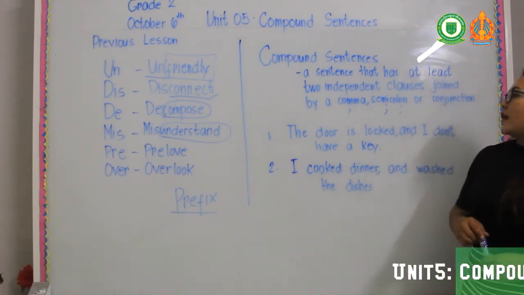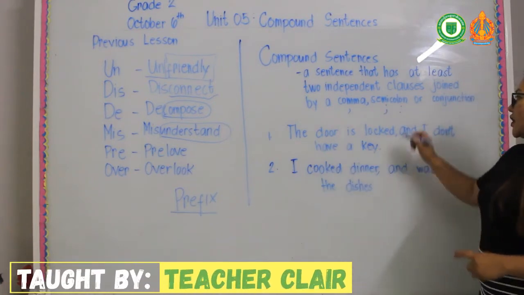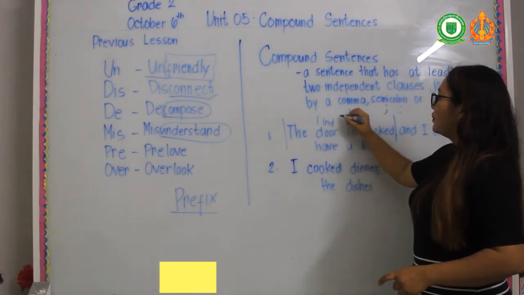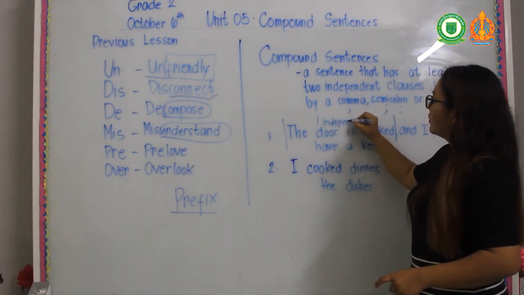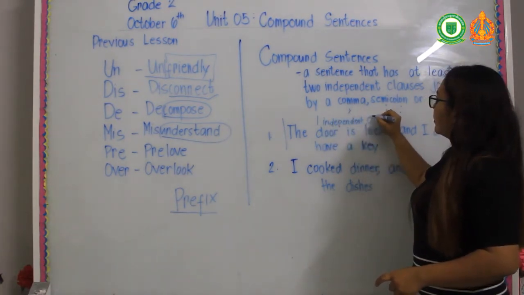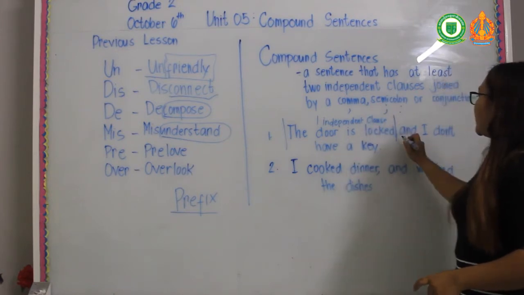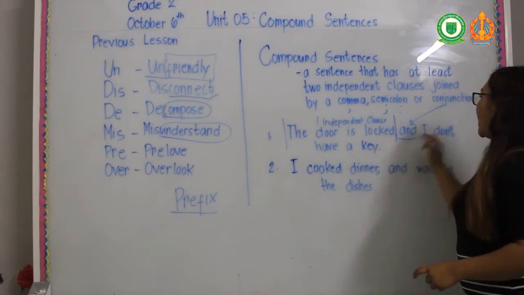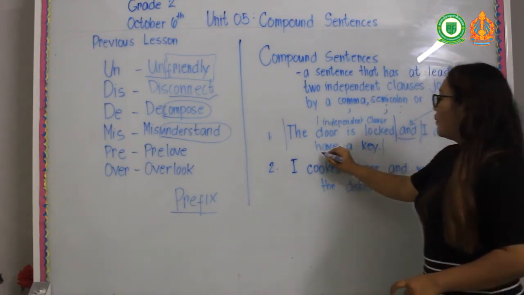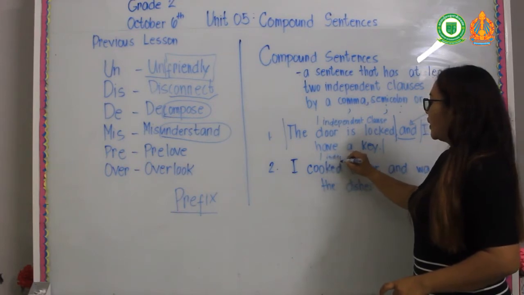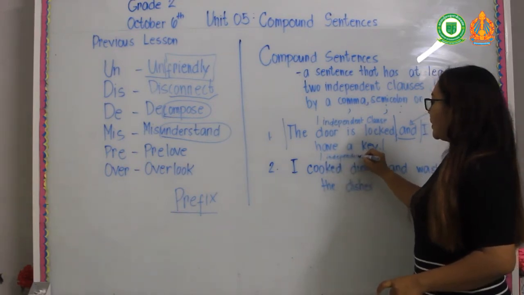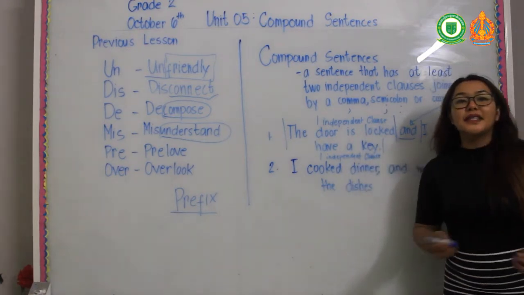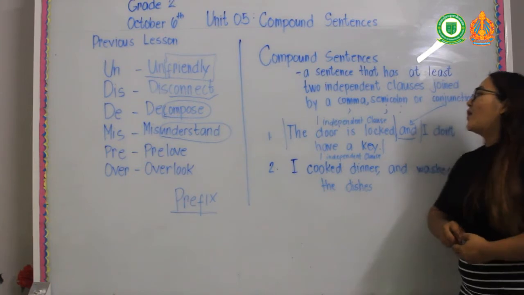Alright, so for example, the door is locked. So this is one independent clause. This is the conjunction. I don't have a key. And this is another independent clause. Or simply a simple sentence. Okay, so one independent clause.